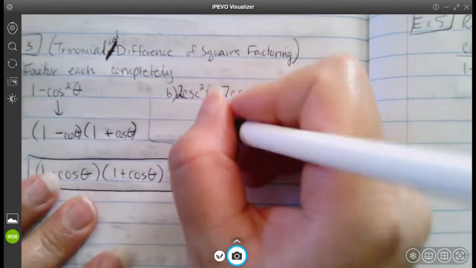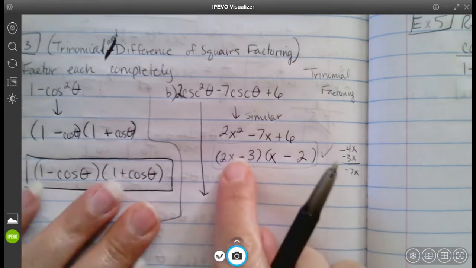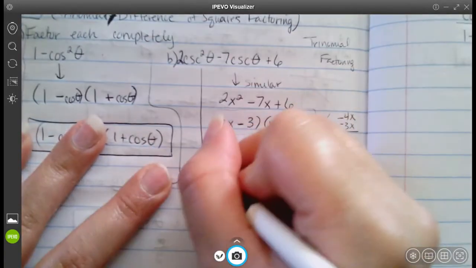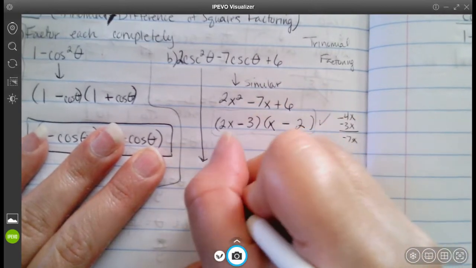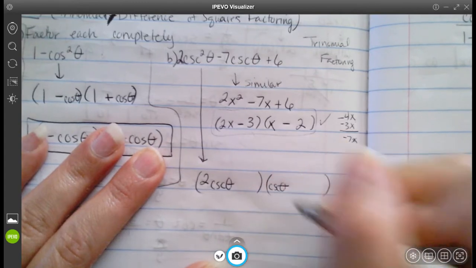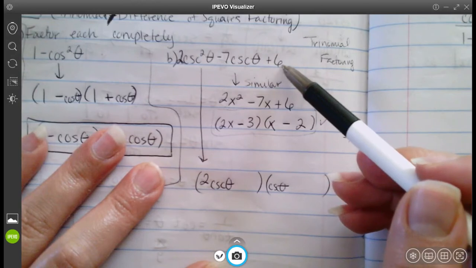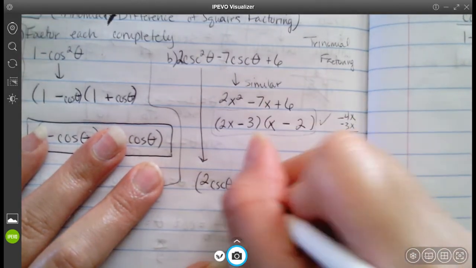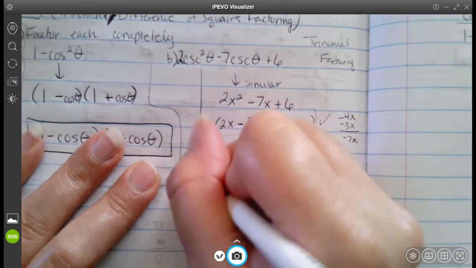So what I'm going to do now is go ahead and do the original problem because that's what we're trying to do. And instead of using x's, I'm going to use the cosecant because it's the same concept, really. So we're going to have 2 cosecant of theta, and then cosecant of theta. And then I'm trying to find numbers that will multiply to 6 and add up to -7. So I already kind of found that over here, right? So -3 minus 2, and that should work. This should be my answer.